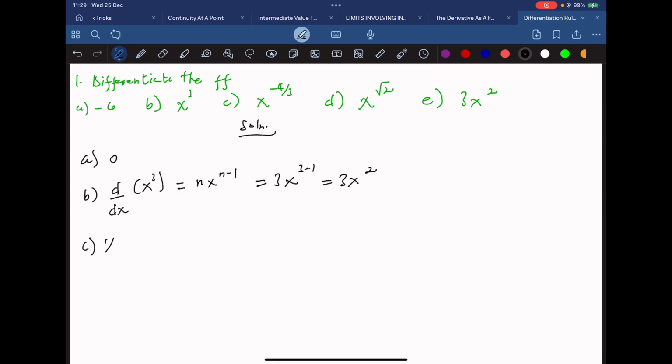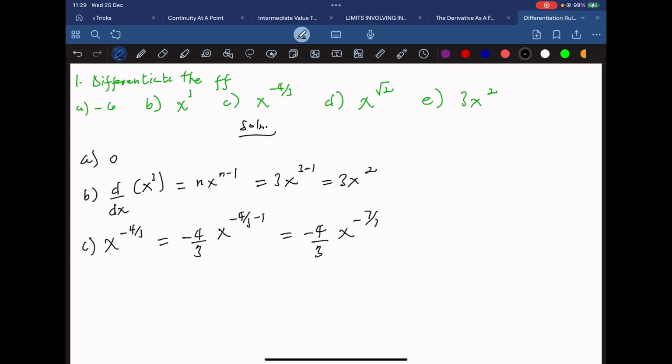Let's move on to the third one. So for the third one, we do the same thing, right? n comes down. So in this case, our n is -4/3. Then x, then we subtract 1 from the exponent. So we have this. So this is just -4/3 x to the power -7/3. So this is a derivative.